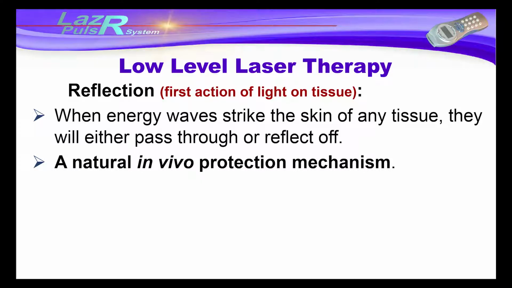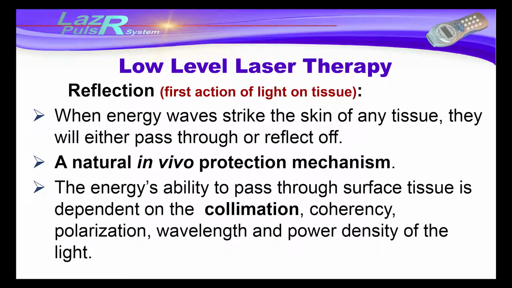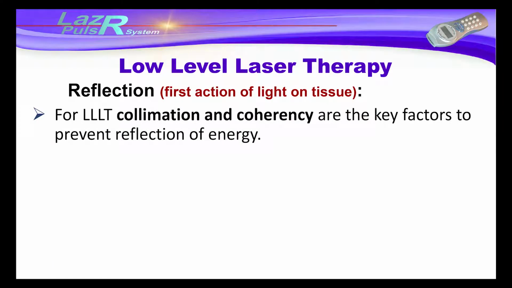This is a natural in vivo protection mechanism of the body. Since low-level laser therapy utilizes a visible wavelength, which is highly reflected off the skin and clothing, reflection is the first thing that we try to overcome. The energy's ability to pass through surface tissue is dependent on the collimation, coherency, polarization, wavelength, and power density. For low-level laser therapy, coherency and collimation are the two primary factors to prevent reflection of energy, and polarization also adds to this function of different tissues.